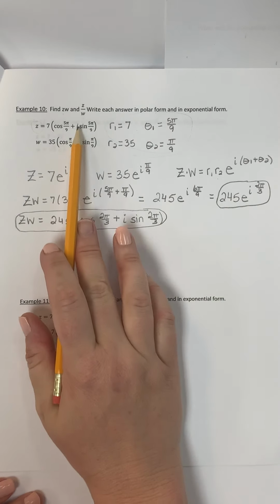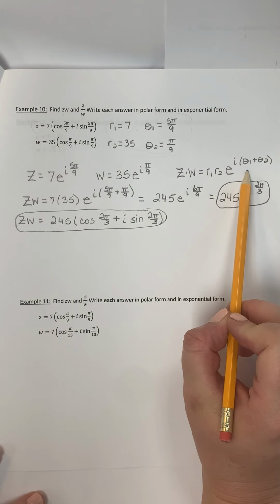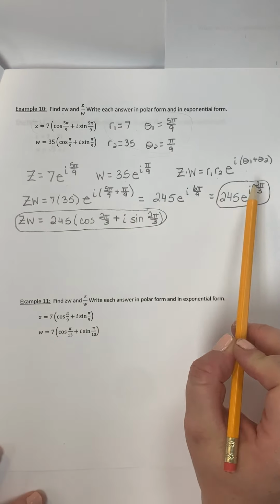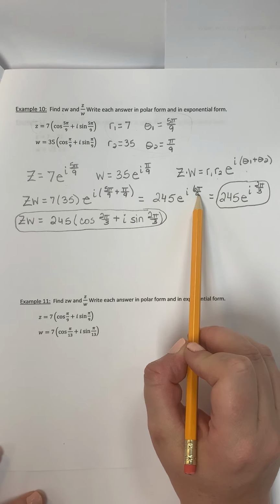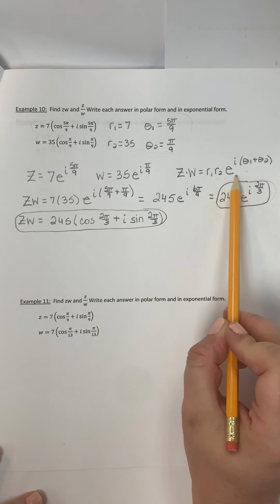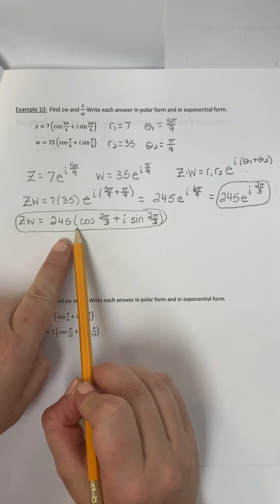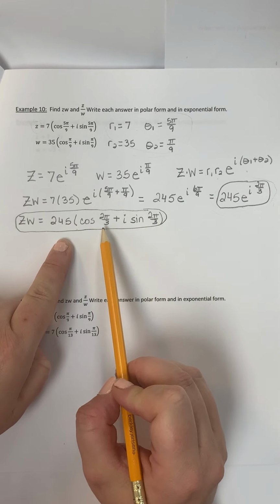So I rewrote both of these in exponential. I followed this formula, filled in my amounts, multiplied my r's together, added my thetas, and then reduced that. This is my exponential form of zw. Then I took this and made it into the polar form. Here's my r, here's my theta.